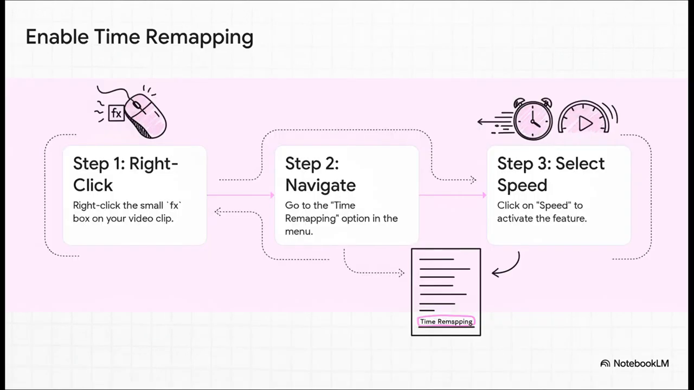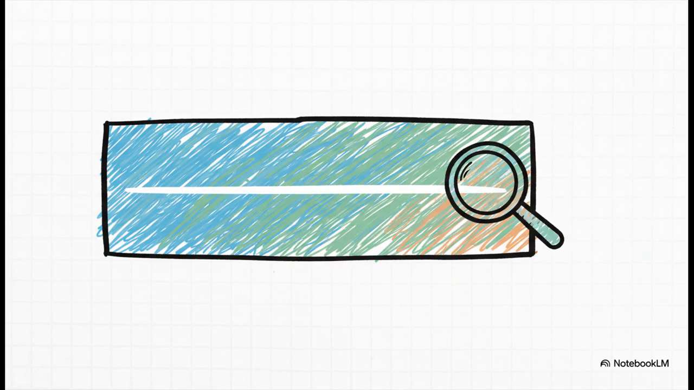Just find that little FX button on your clip in the timeline, give it a right click, head down to time remapping, and choose speed. That's all there is to it. And boom! The second you do that, this white line appears right across the middle of your clip. This line is your new best friend. It's your direct speed control panel.